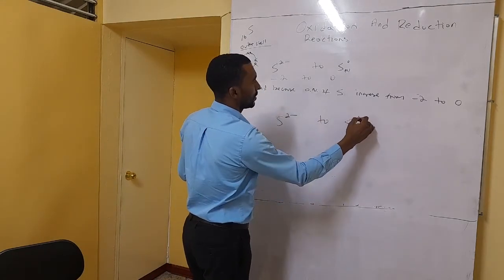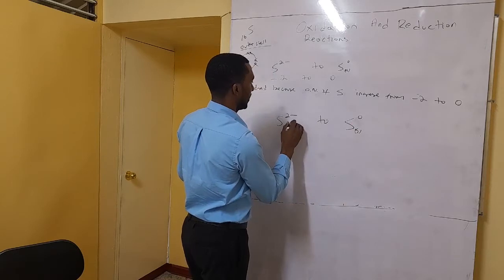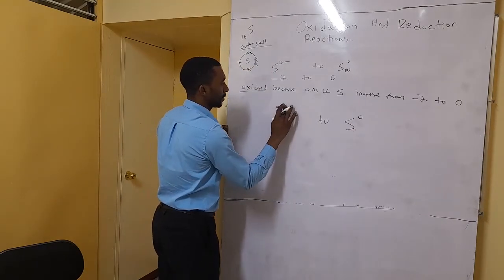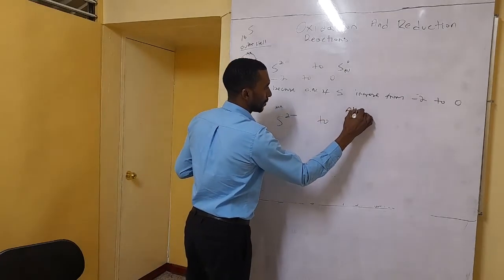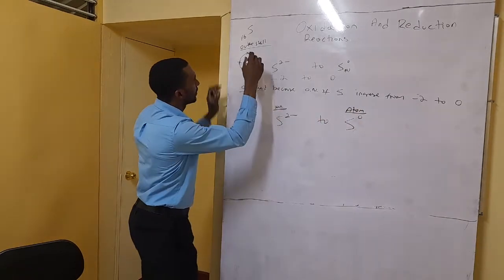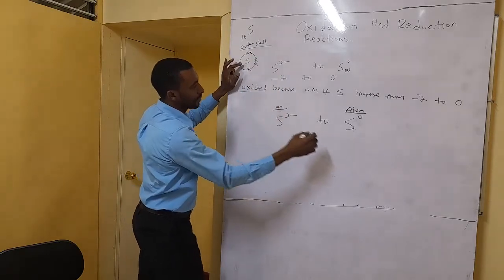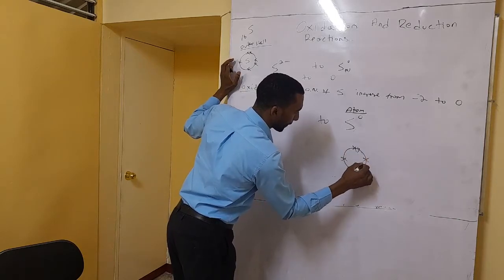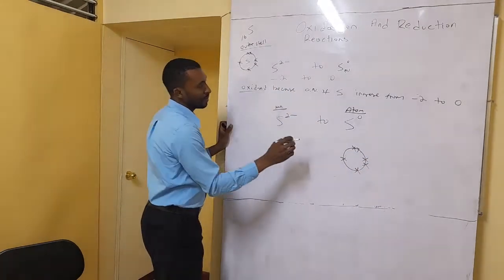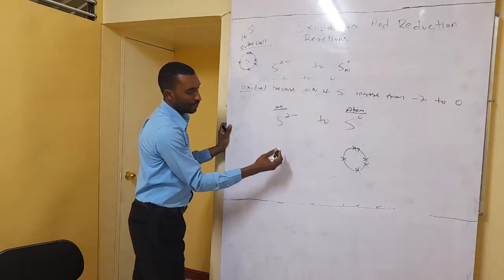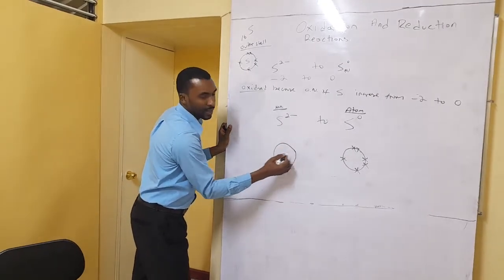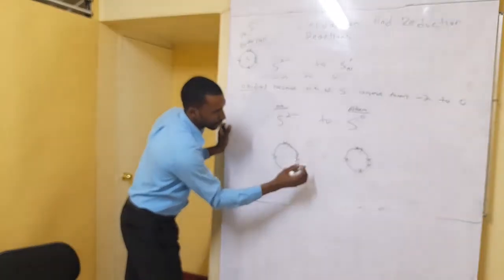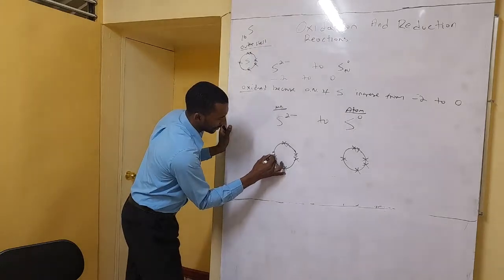Sulfur, 0. Alright, so this is the sulfide anion. That's the ion, and this is the atom. This was the atom that has 6 electrons in the outer shell. So it simply means that if it became stable, you would have got 2 extra electrons, right? You'd have to get an electron here, an electron here.